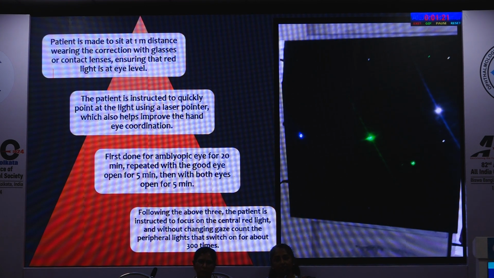After this, we do the second mode of therapy, that is, we ask the patient to not move his eyes and to concentrate on the central red light. As the white lights are flickering on and off, the patient is supposed to count them. Here we recommend about 300 times. It depends on the attention of the child and many other factors also.